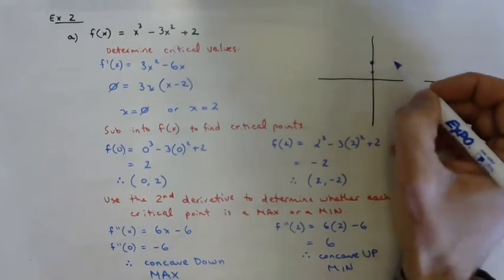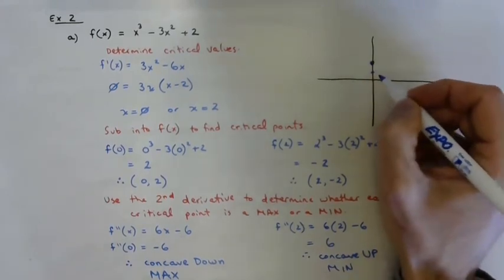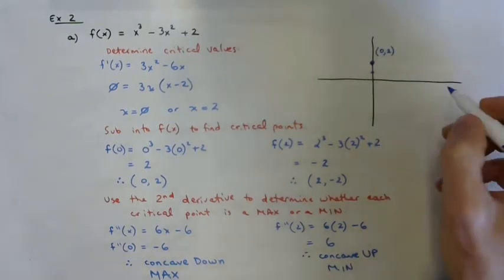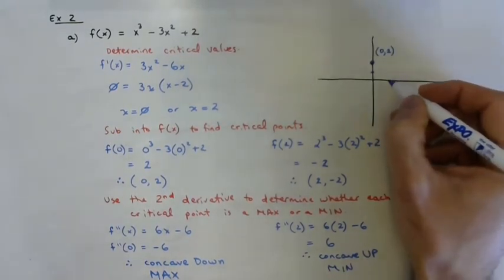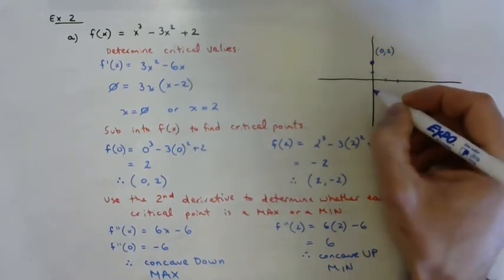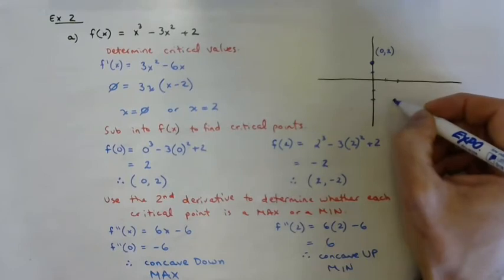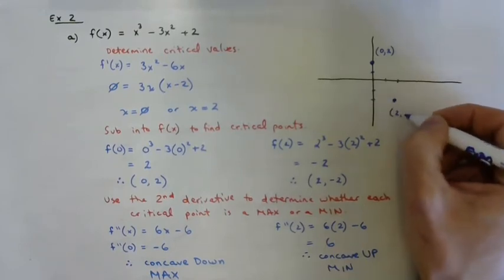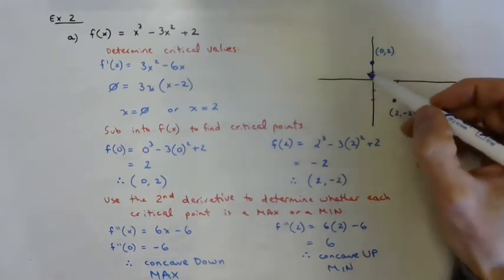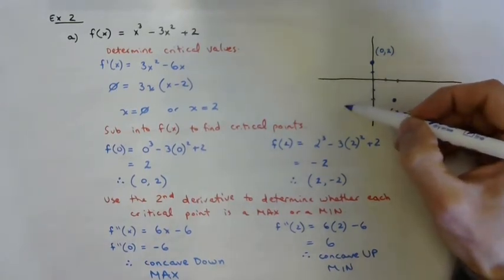So here we go. 1, 2. There's a maximum point, critical point, at 0, 2. And then we have another one at 2, negative 2. And that is a minimum. So using that information, we can sketch our curve.